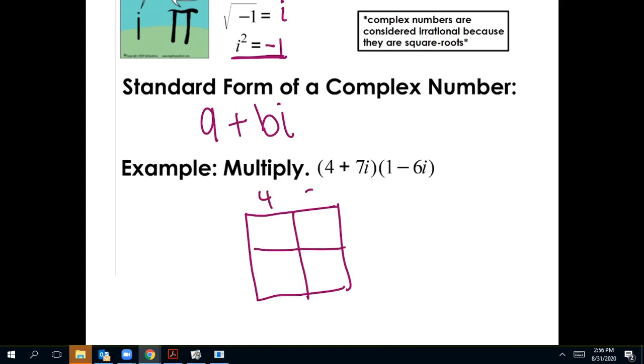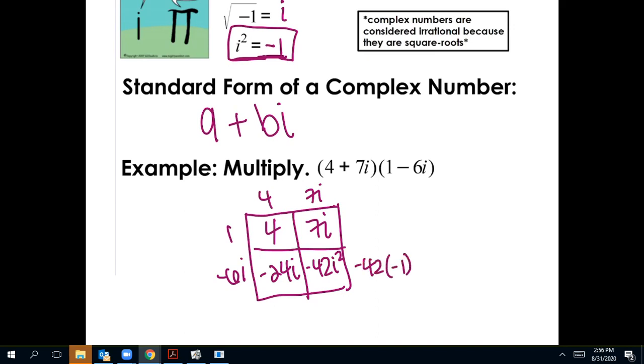So I write 4 plus 7i up here, and then 1 minus 6i down the side. And then we just multiply it all together. 4 times 1 is 4, 7i, -24i, and then here we have -42i squared. But remember, i squared is -1. And so I'm going to replace this with -42 times -1, which we can multiply those two numbers together and get positive 42. So I don't like to look at that. I would just write positive 42.